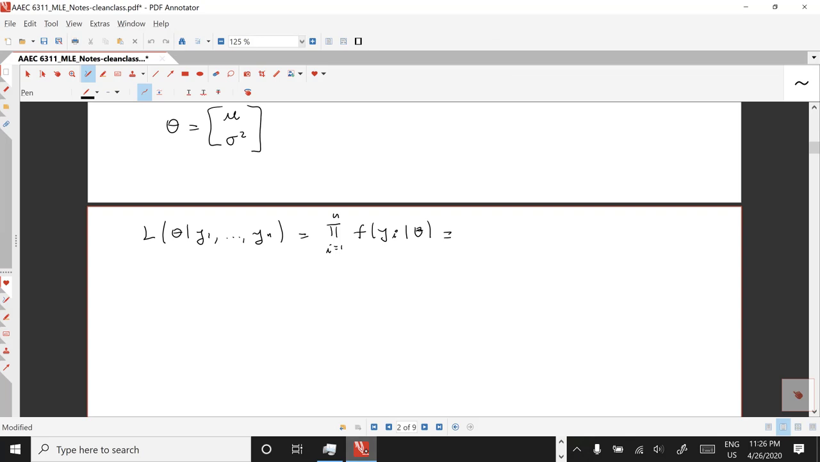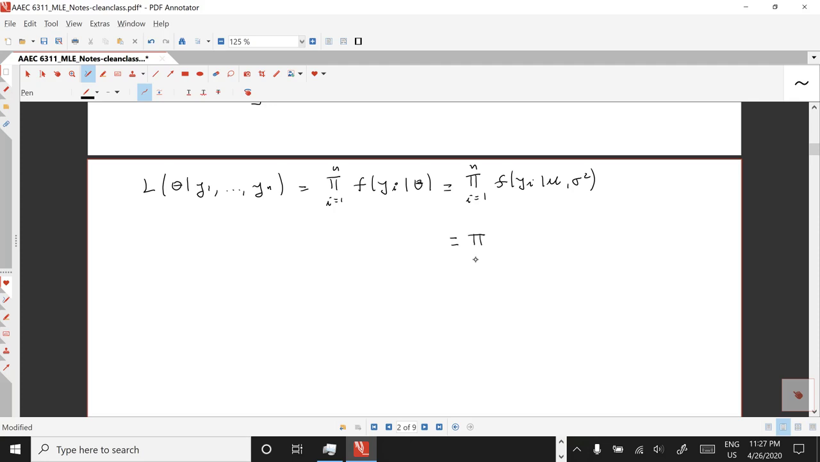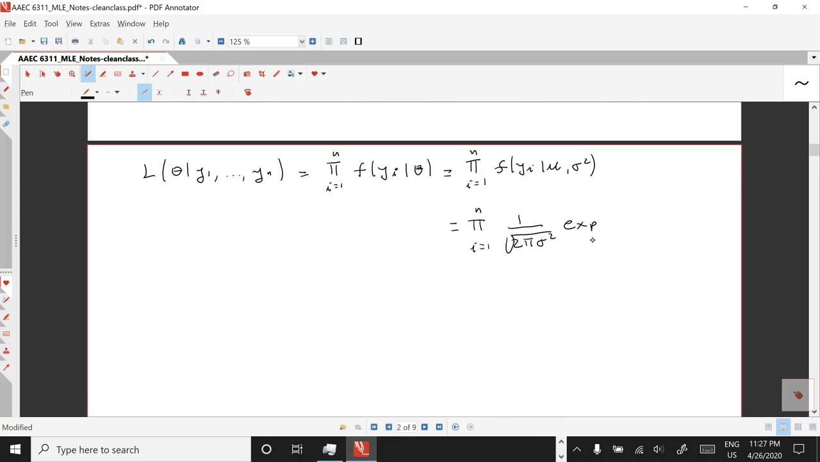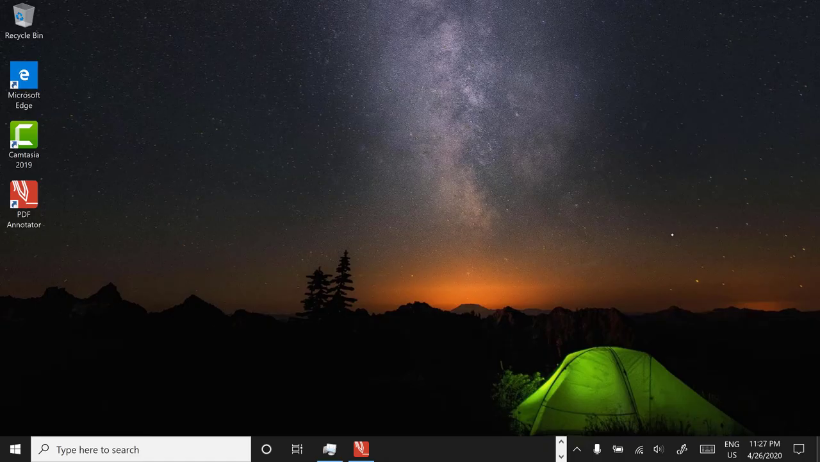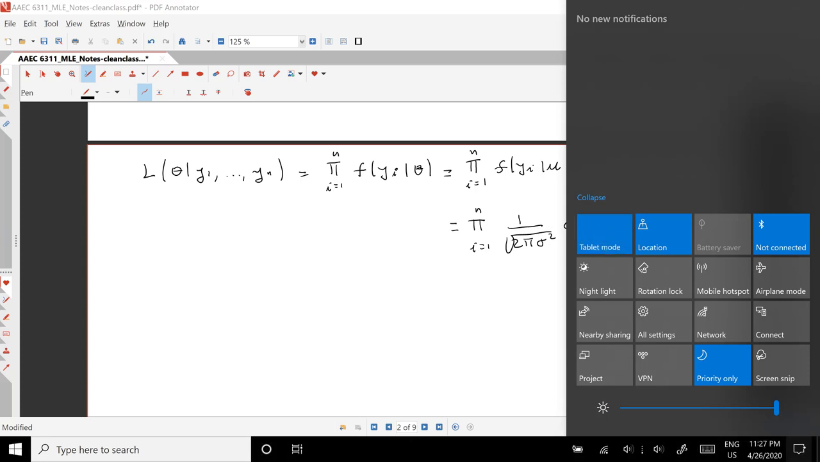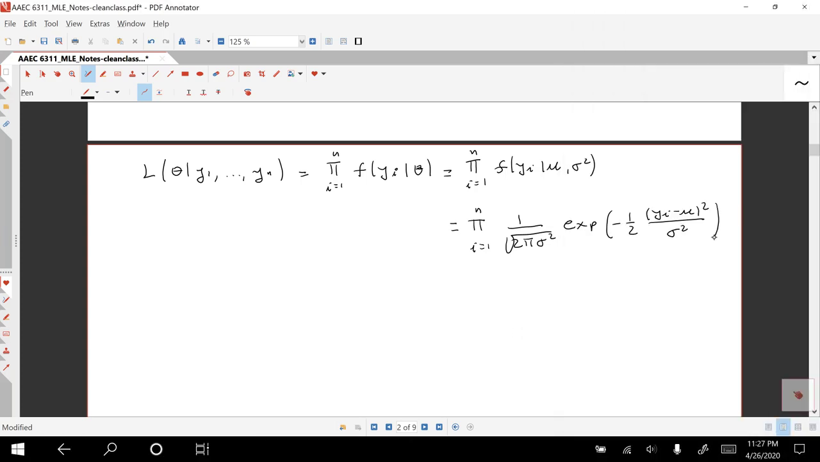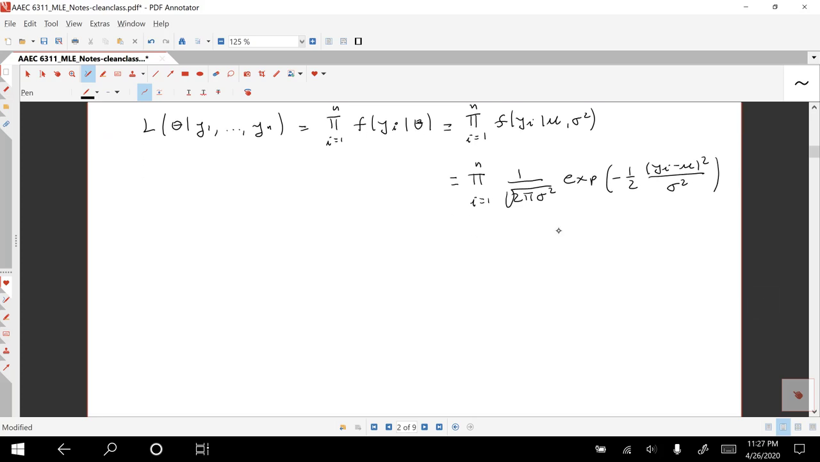So I already wrote that the likelihood function is the product of the probability density functions for the individual observations. In our case, that theta includes mu and sigma squared. And we just have to plug in the function, since we have the normal distribution. You have 1 over the square root of 2 pi sigma squared, times exp of minus 1 half (yi minus mu) squared over sigma squared. Okay, so this is the likelihood function for our specific example.